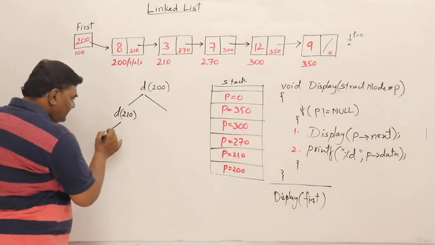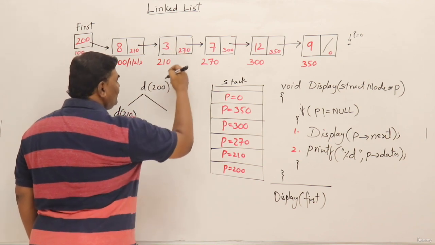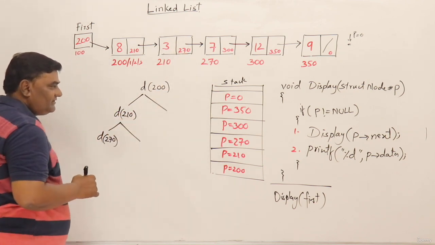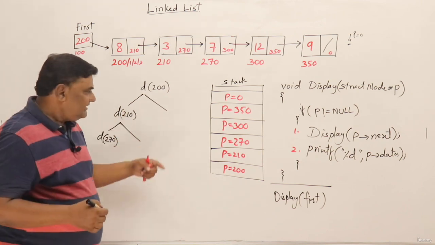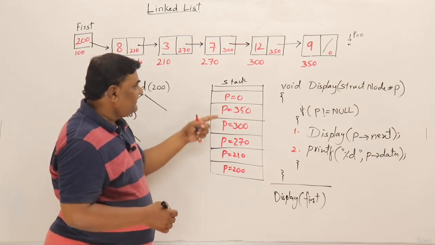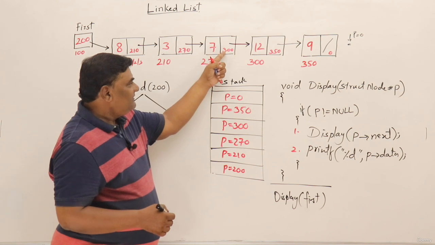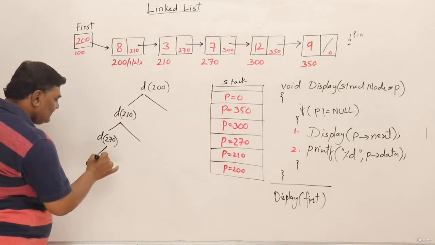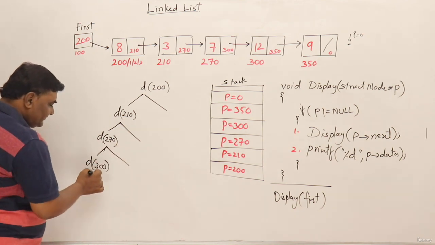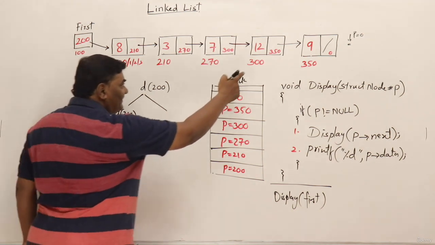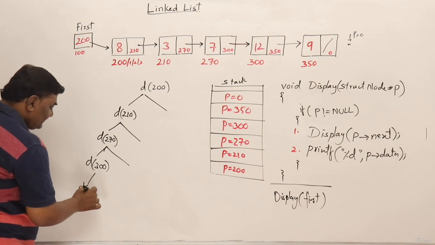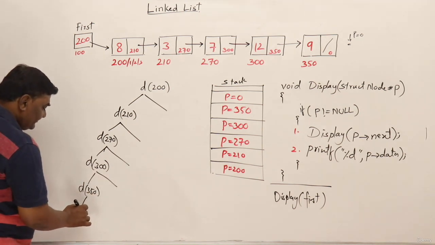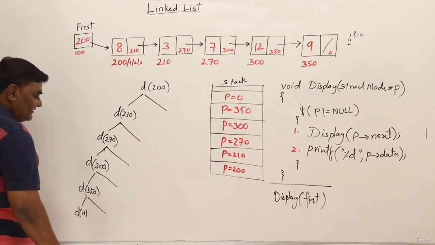So again this will make a call upon next node, upon this next node 270. So 270 and print afterwards. So likewise it will continue. It will call for 270 when it is called, then it will call again for 300. So again a new call for 300 and printing will be done afterwards. So for 300 it will call upon next node, that is 350 and printing will be done afterwards. Again it will call upon next node, that is null, and printing will be done afterwards.